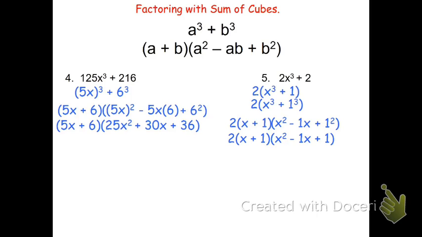Remember, if you factor out a GCF, you have to rewrite it. Otherwise, you would never get back up to being a 2x cubed like the original problem started.